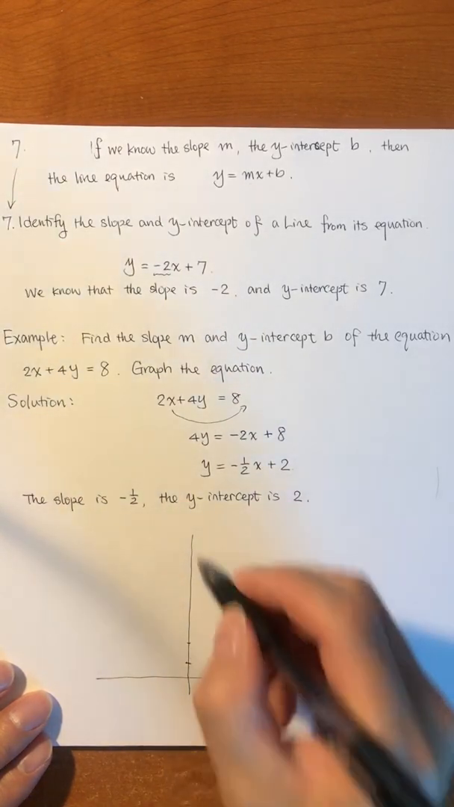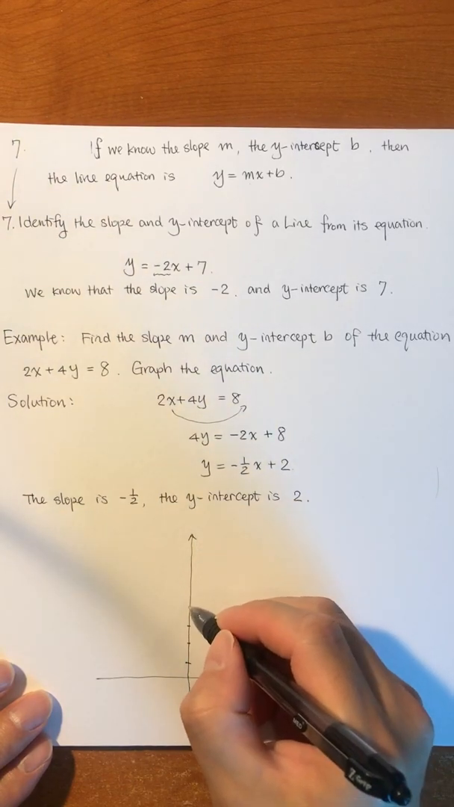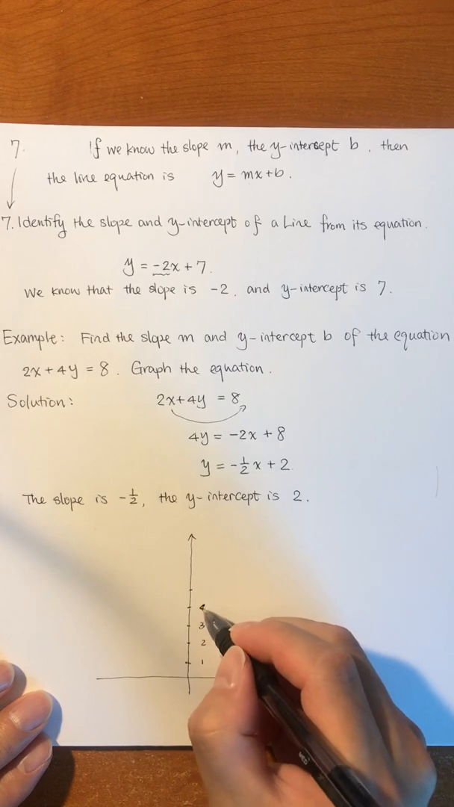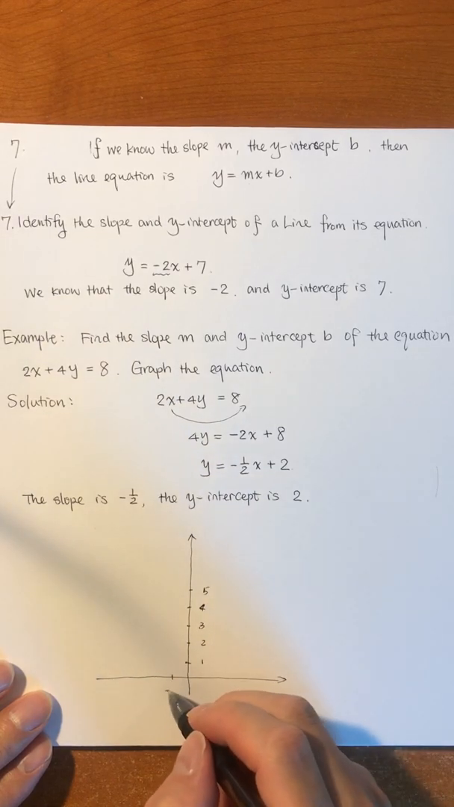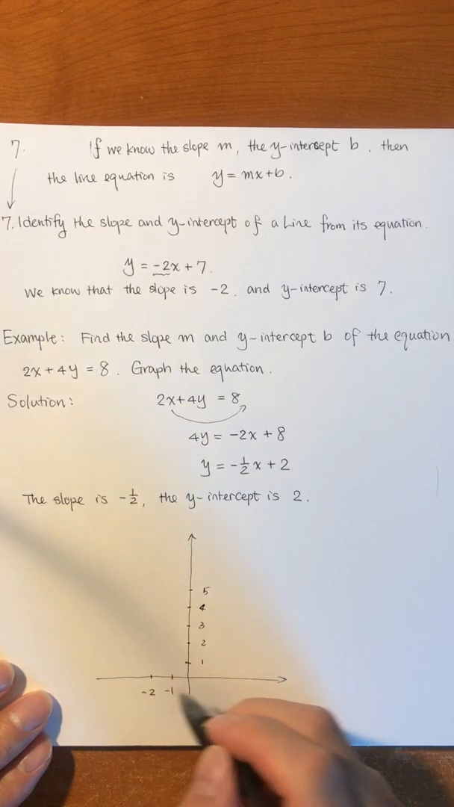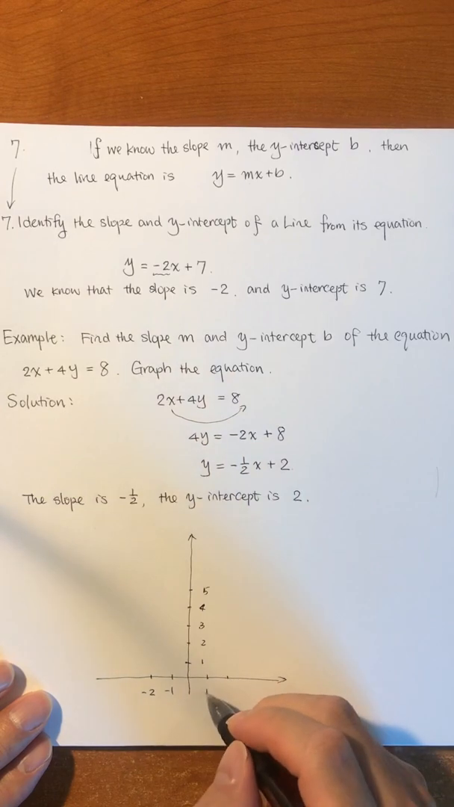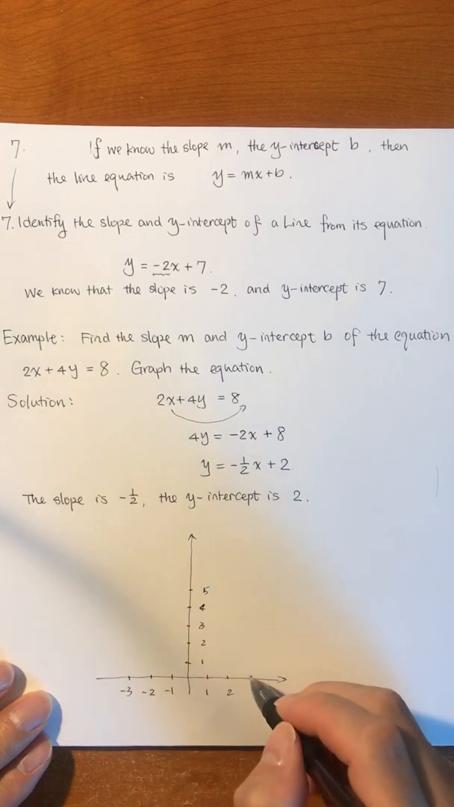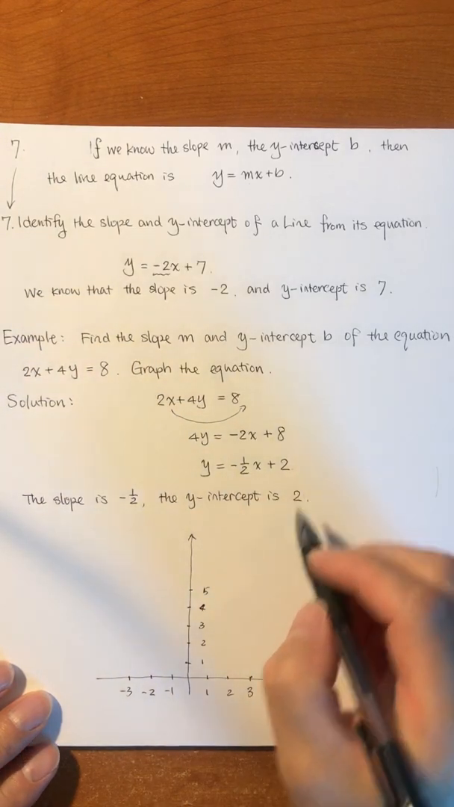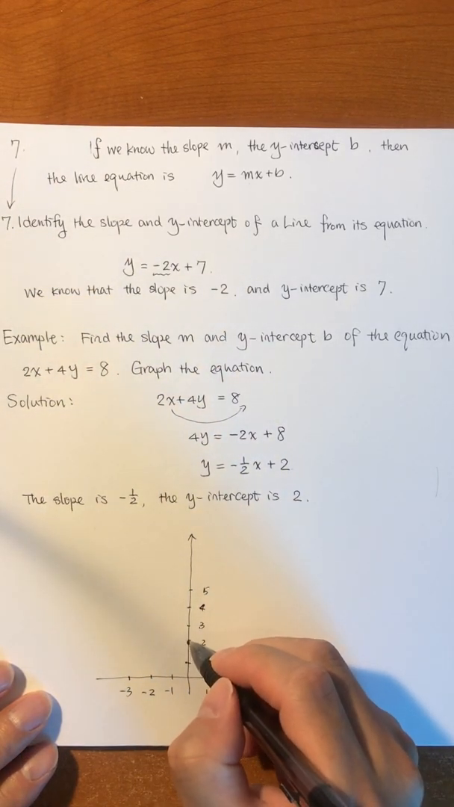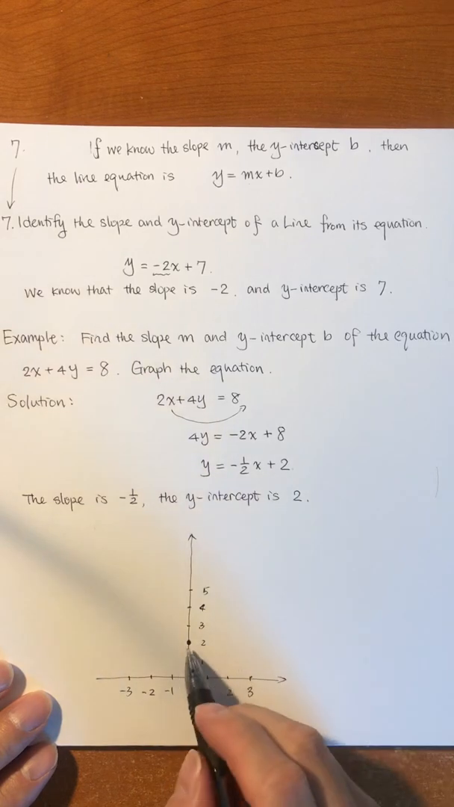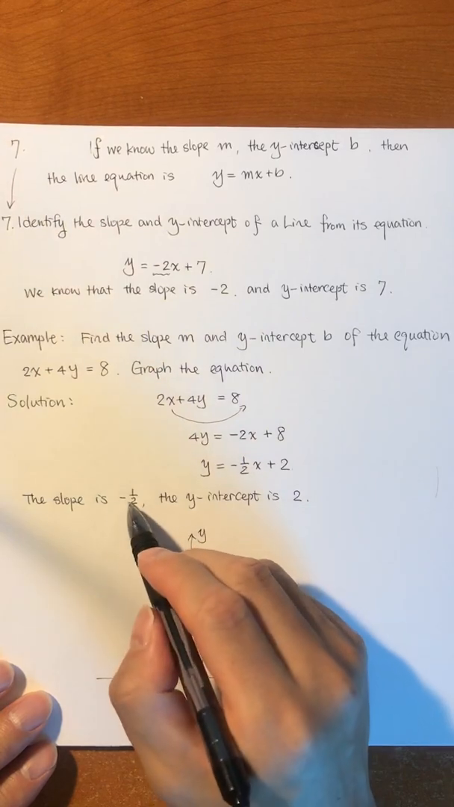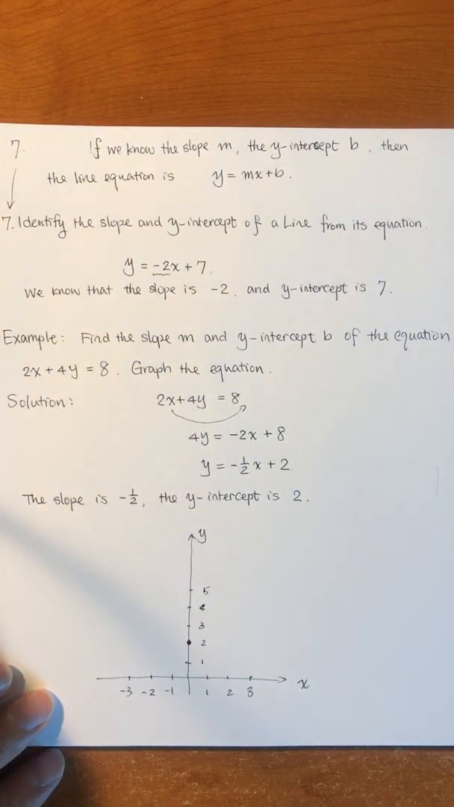1 and 2, this is the y part. 3, 4, 5. 1, 2, 3, 4, 5. Negative 1, negative 2. 1, 2. Negative 3 and 3 here. Okay, so the y-intercept is 2, which means this line will pass through the point 2 on the y-axis. And the slope is negative. Negative means you're going to move to the left.